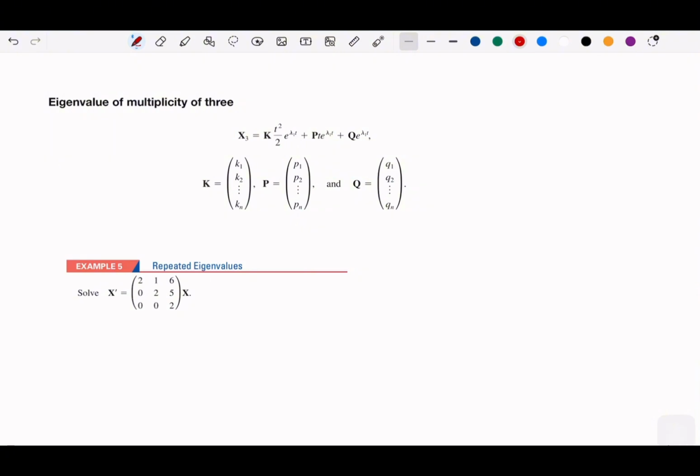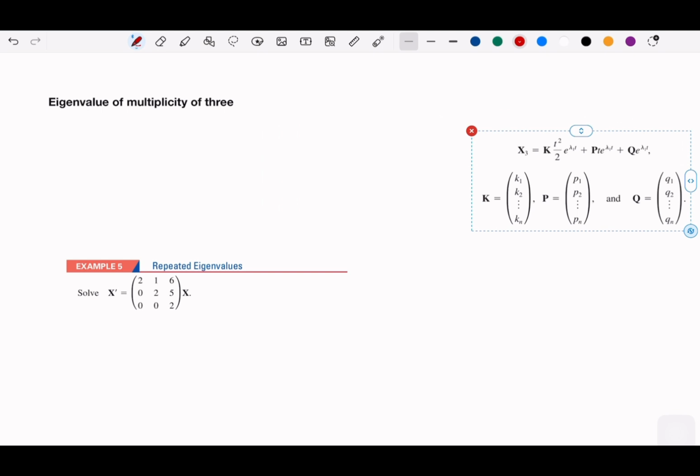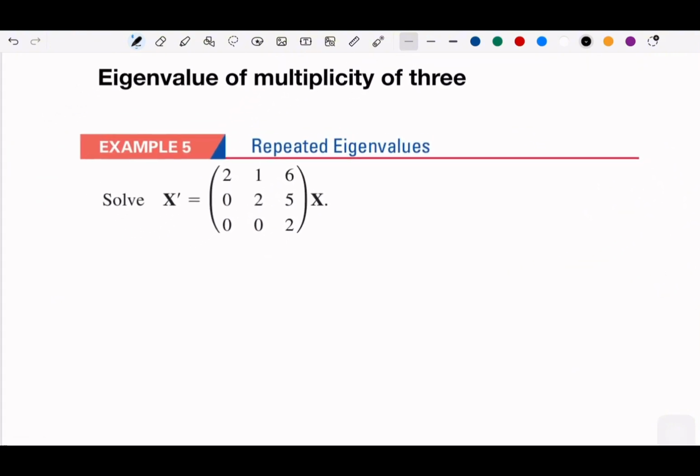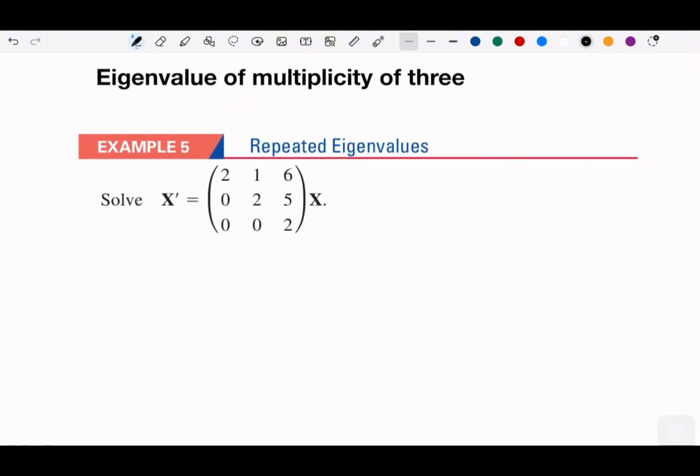Okay, let me check. Oh, this is another case here. This is for the second solution. Let me start with the left one first. So, repeated eigenvalues. Let's say we have to solve this 3 by 3 case for differential equations. So let's directly write the determinant to get the eigenvalues.